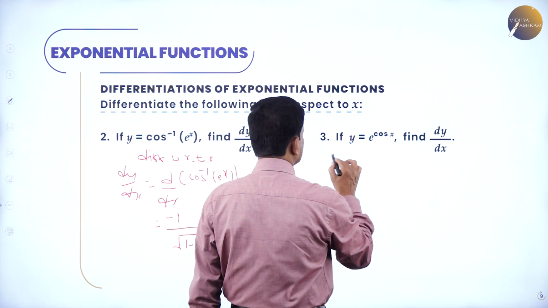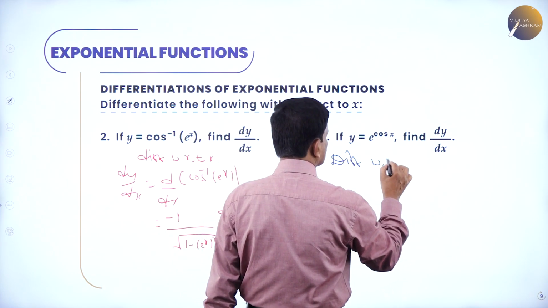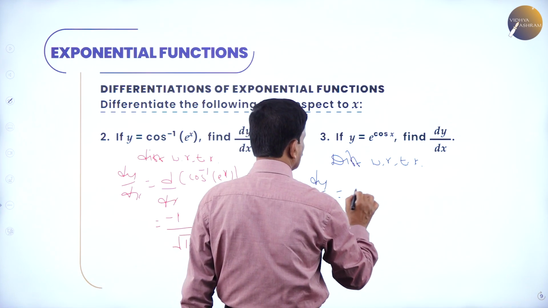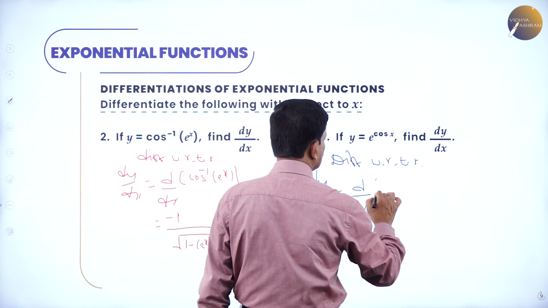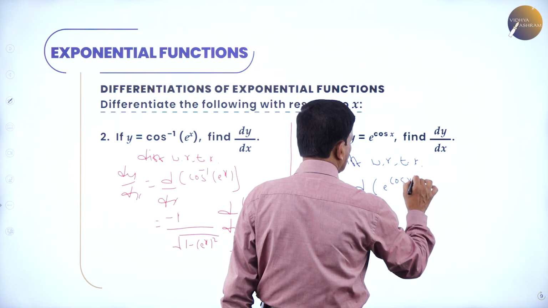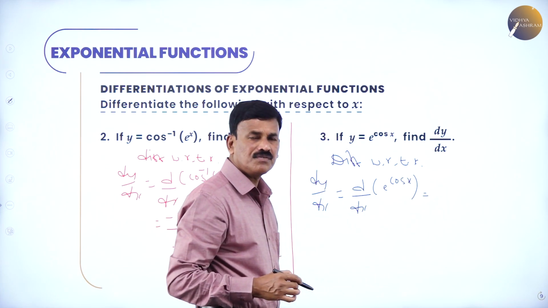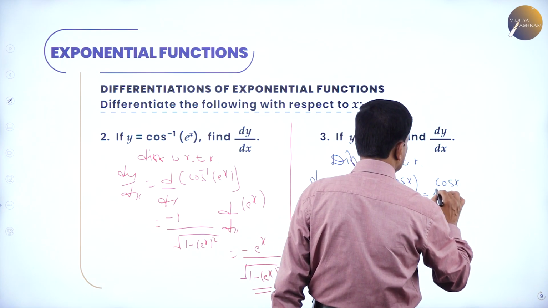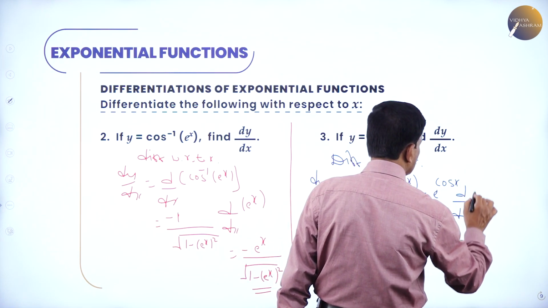Now, this is also equal to differentiating with respect to x. dy by dx is equal to d by dx of e to the power of cos x. Now, what is the derivative of e raised to x? e raised to x itself. This is e to the power of cos x into d by dx of cos x.